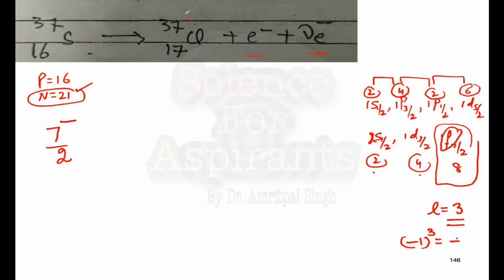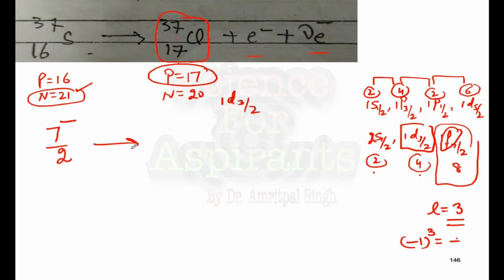And similarly, you can calculate for this 17-37, here protons are 17, neutrons are 20. So we will calculate the spin for this last unpaired proton, and the 17th proton will lie in the 1d3/2 state. So there is a transition. So for d orbital, L is 2, so it is having a plus parity.